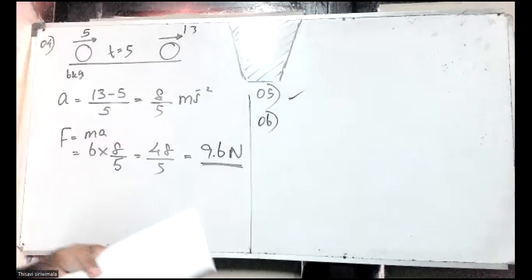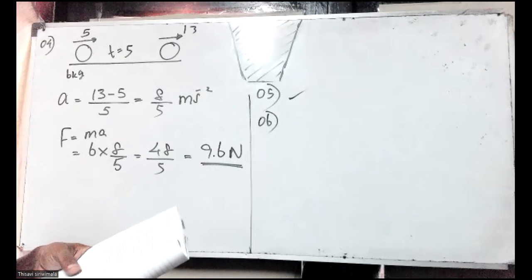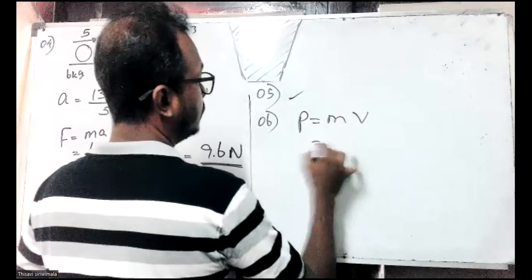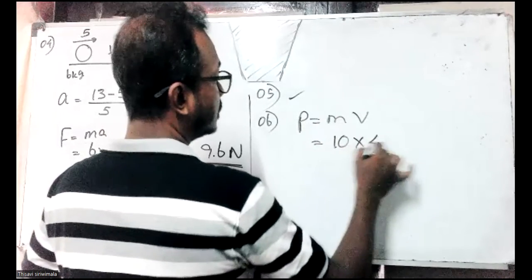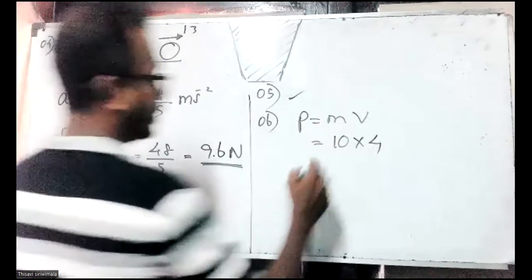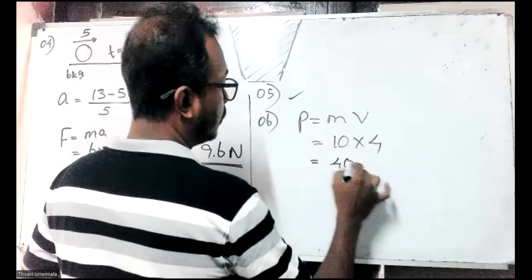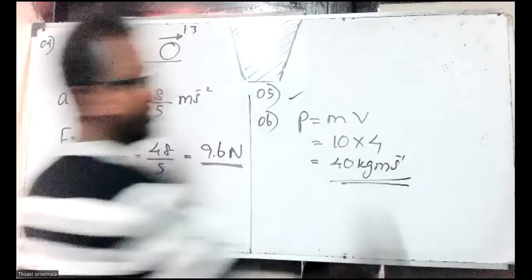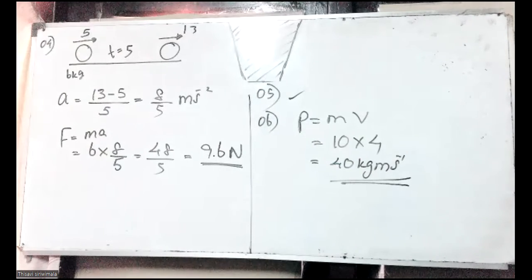What is the momentum of an object of 10 kg moving at a velocity of 4? P equals mv, 10 kg, velocity 4. Your answer is 40 kg ms minus 1.